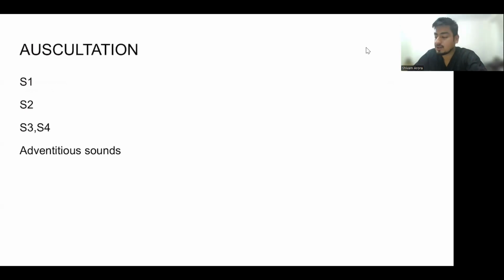Now let us come to the auscultation. In auscultation, we generally don't tell the auscultation of each and every area. We'll auscultate each and every area and then tell the final diagnosis, the final results. So we'll start with normal sounds. We'll tell about S1, whether S1 is normal, loud, or muffled.